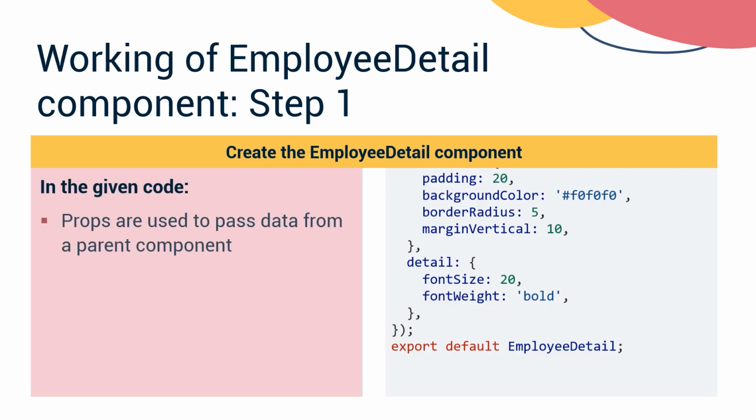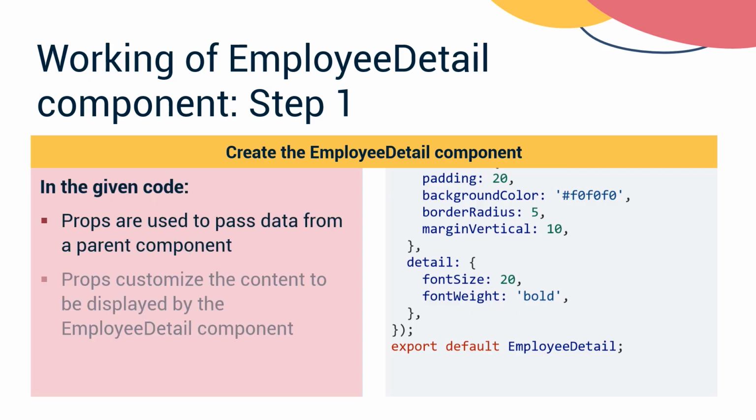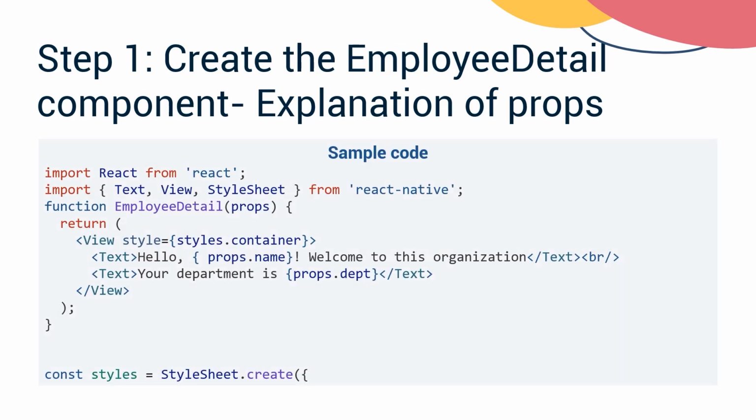Props help to pass data from a parent component. This data allows the employee detail component to customize the content that the component is supposed to display, such as showing different employee names or departments based on the provided props. Now, let's explain the different props in this example of the employee detail component. Let's begin with receiving props.